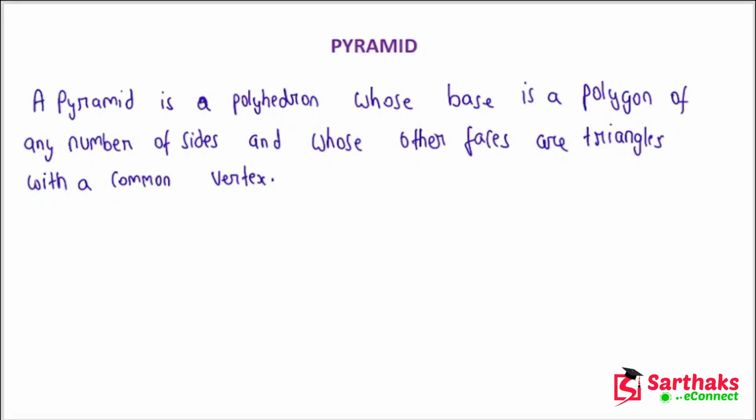Clearly, a pyramid is basically something whose faces meet at a particular point, unlike the prism, whose edges meet at a particular point. You can clearly see that in a pyramid, there are triangles built up over the sides of the base, and those triangles are meeting at a particular point, which is called a common vertex.